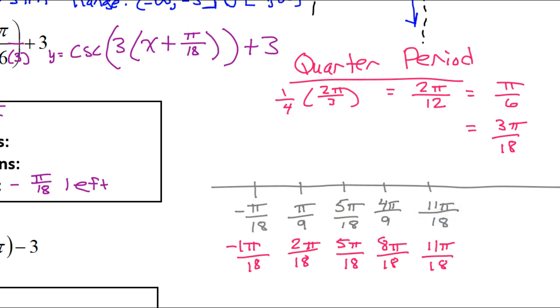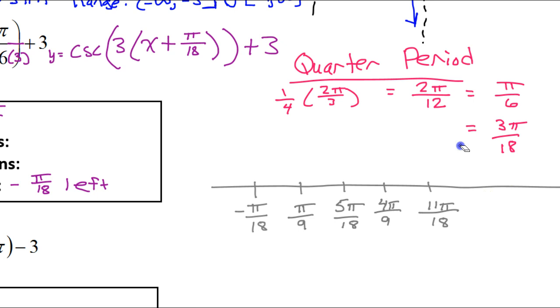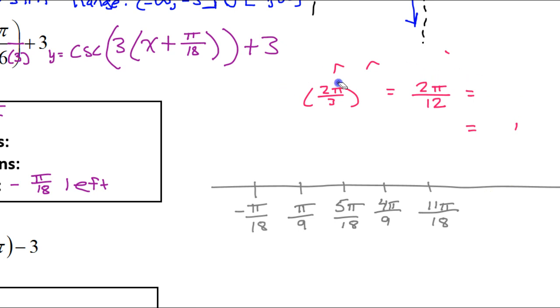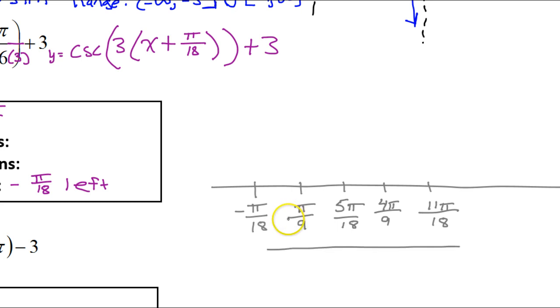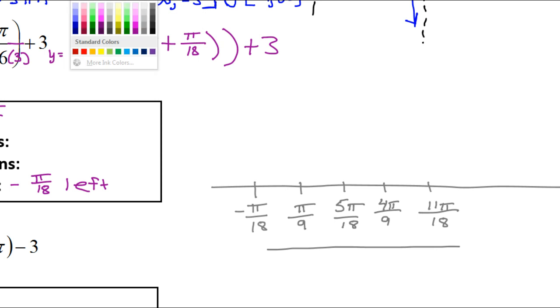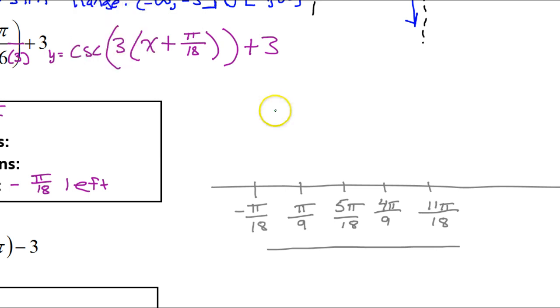Okay, great. I'm going to need the y-axis on here now. The y-axis always goes at 0. But I don't see 0 anywhere on my x-axis. So where am I going to put the y-axis then? Between negative pi over 18 and 9 pi. I'm just going to put it between the negative and the positive. So the y-axis is going to go here.